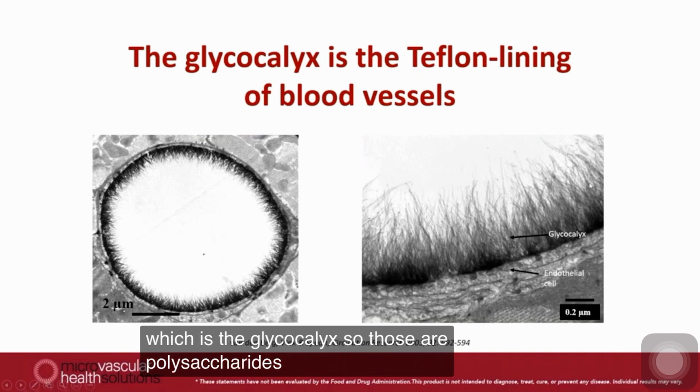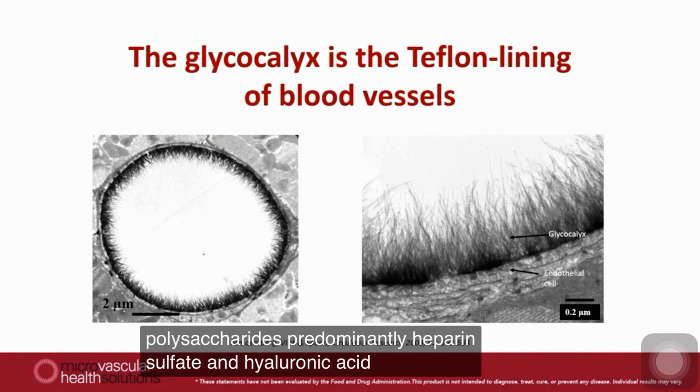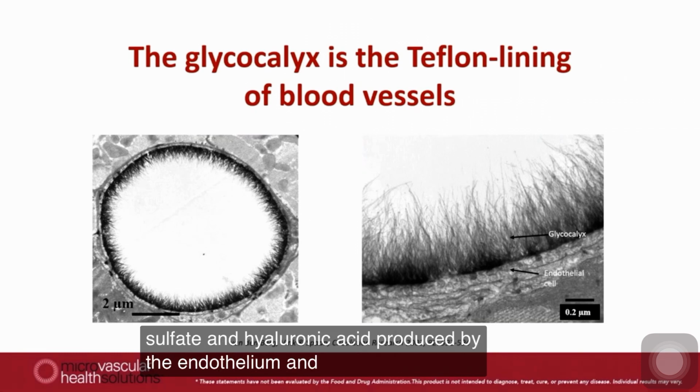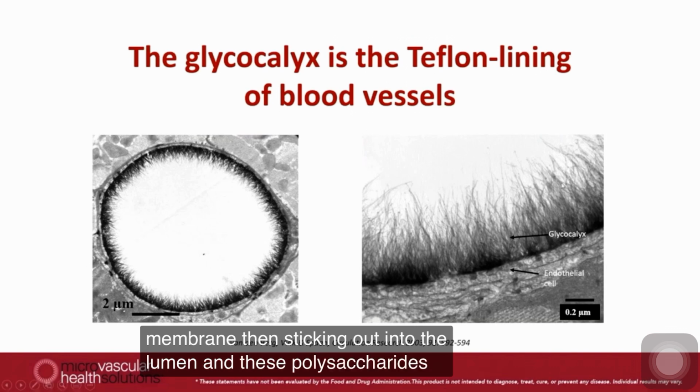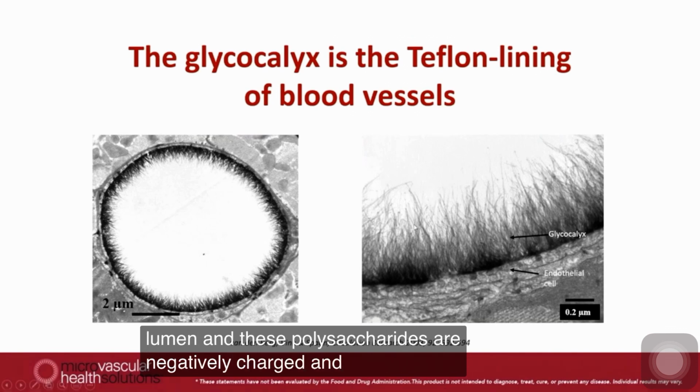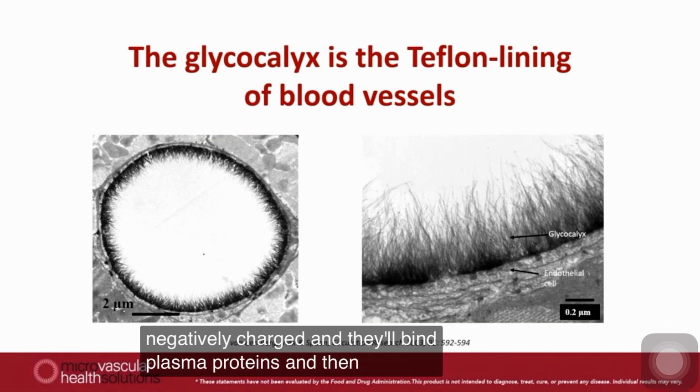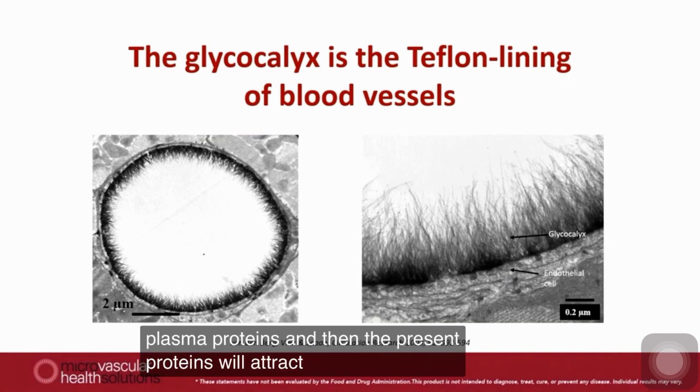So those are polysaccharides, predominantly heparan sulfate and hyaluronic acid, produced by the endothelium and anchored into the membrane, then sticking out into the lumen. And these polysaccharides are highly negatively charged, and they'll bind plasma proteins, and then the plasma proteins will attract fluid to generate a hydrostatic pressure within that matrix, forming a protective gel protecting your vascular system.